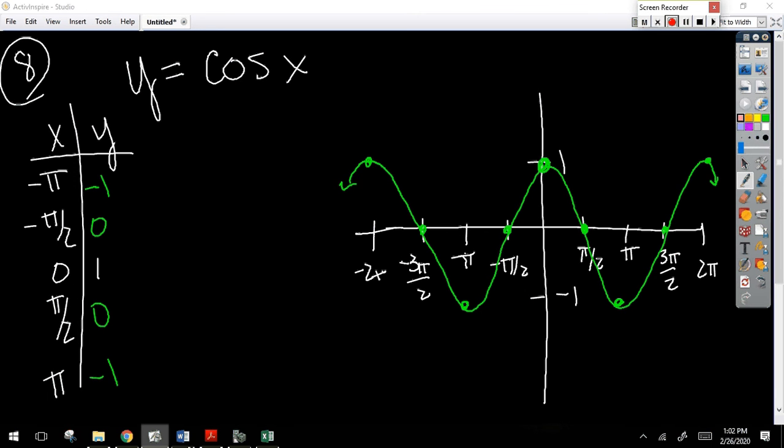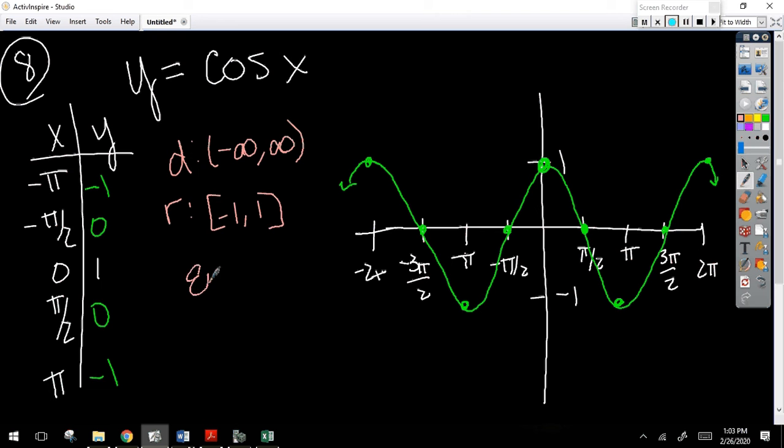What do you think is the domain here? Negative infinity to positive infinity. How about the range? Negative 1 to positive 1. Exactly the same. If you can get one, you should be able to get the other as far as the cosine and sine functions. What else do I need? Is it continuous? Yes.